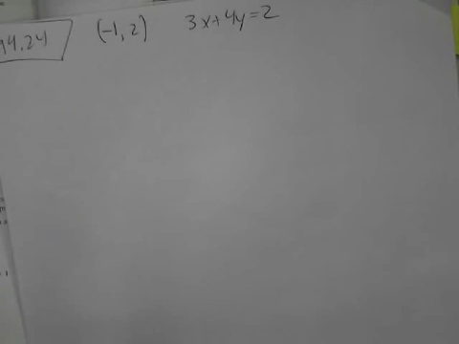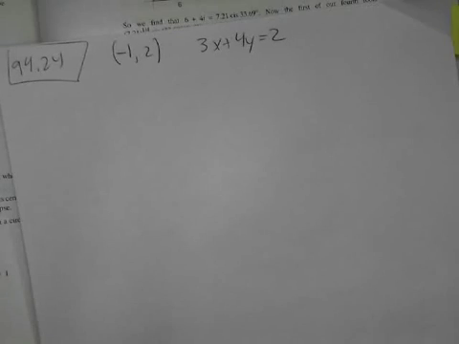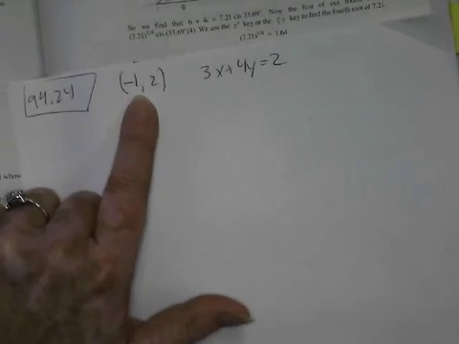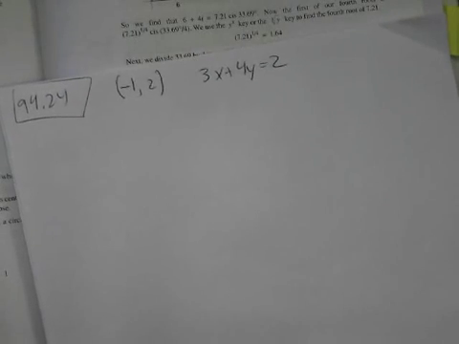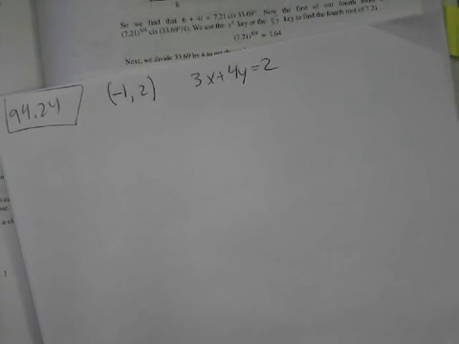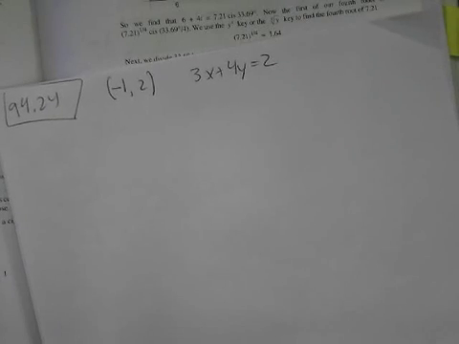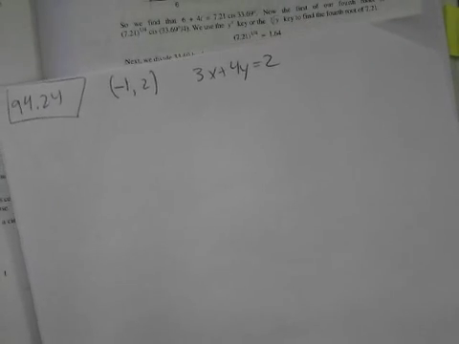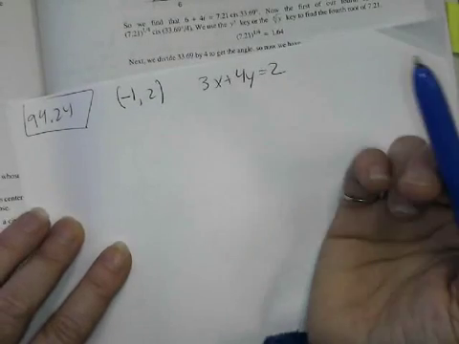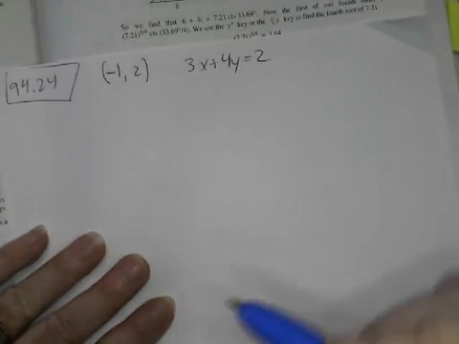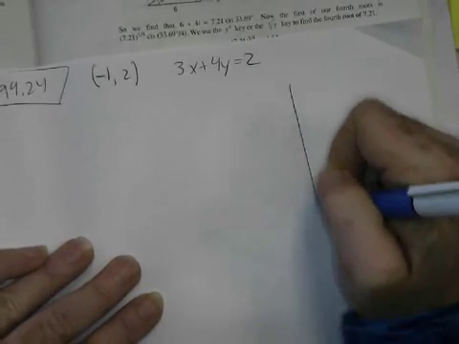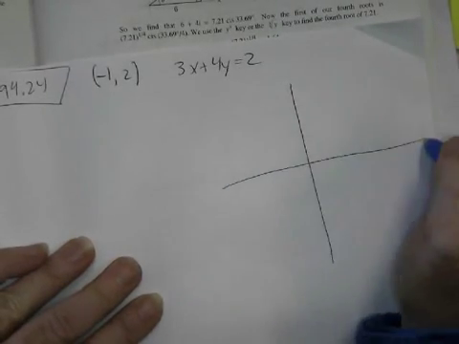Okay, this is lesson 94, number 24. It wants to find the distance from this point to the line 3x plus 4y equals 2. So I need to find the distance. I want to use the distance formula. I have this point, but I don't have another point. So I am going to graph it just so I can keep track of the concept of what I'm doing.